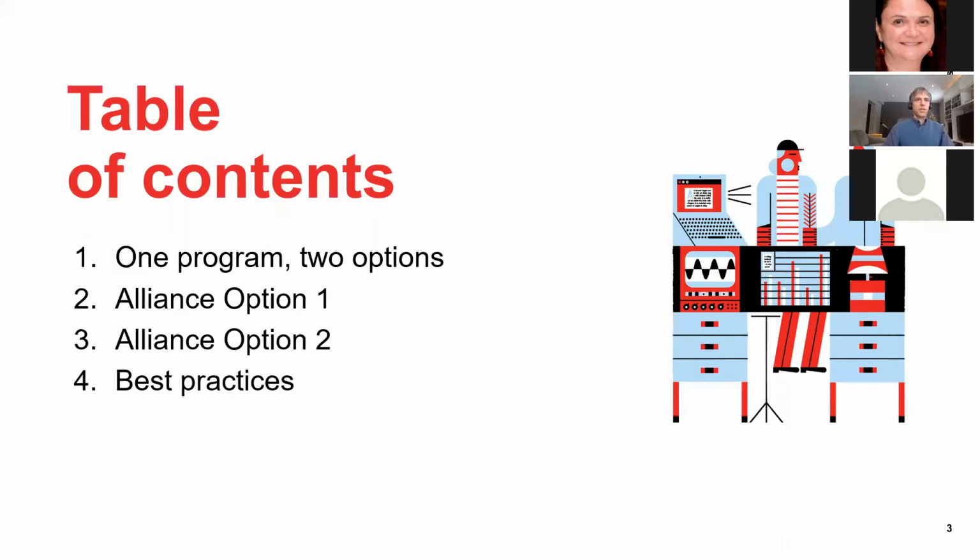So we're going to be looking at the Alliance program, the two options, a closer look at option 1, and then option 2, and then talk about some best practices. And mingled into that there's review criteria, there's tips on applying and stuff like that. So these are the key sections that I want to cover.